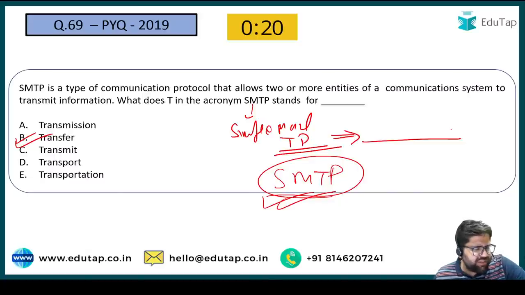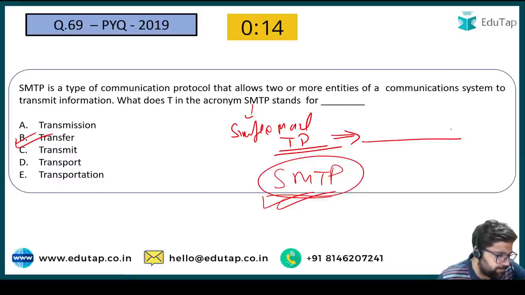Yes, simplex: television is radio. Good. Anuradha is saying walkie talkie is half duplex. Yes, mobile phone is an example of full duplex. Good. Can someone let me know the usage of SMTP? Simple, yes, simple mail transfer. It is used for sending emails.